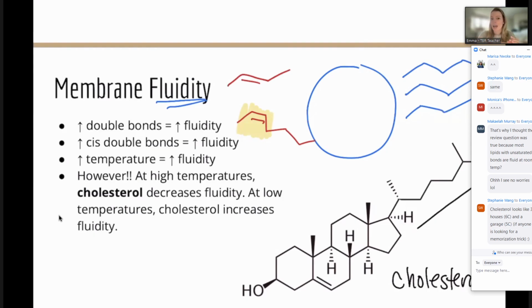So naturally at high temperature, super fluid, I might be risking rupturing my membrane, or potentially it's too loose, there's not enough stability. And so cholesterol brings you back a little bit. Or at a low temperature, you're going to be more rigid. Think about things that are freezing. They're tensing up. They're getting a little bit tougher. And so your cholesterol is going to add to the fluidity. You might also throw in some unsaturated fatty acids.